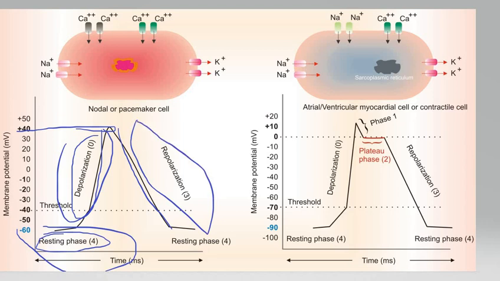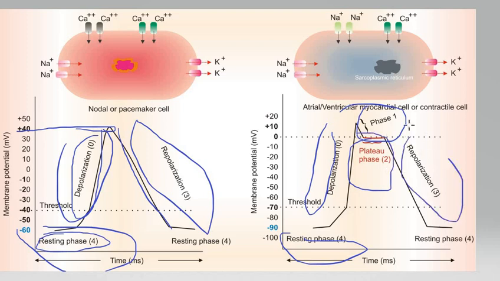phase. Whereas contractile cells have 5 phases of the action potential, known as the resting phase, depolarization phase, and phase 1. Phase 1 is also known as the quick repolarization phase, phase 2 is also known as the plateau phase, and the final one is the repolarization phase.